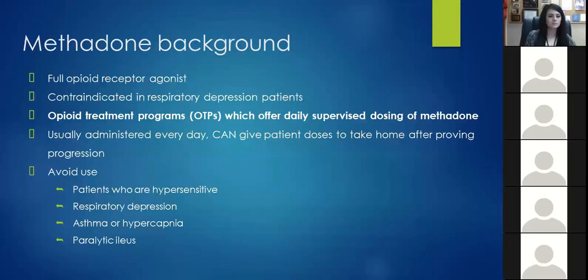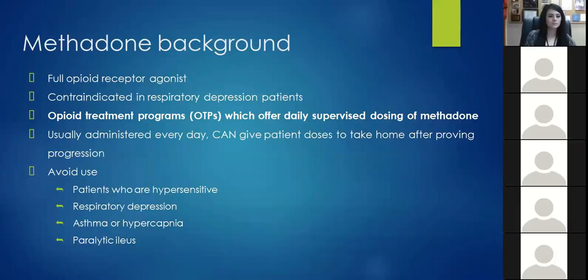So, the background on methadone. Like I talked about, it's a full agonist, so it's going to have a very strong effect on the opioid receptor. It's not to be used in patients with respiratory distress because it can precipitate that, like asthma patients or patients with any lung diseases. Opioid treatment programs usually supervise the dosing of methadone with continued observation, and patients who are adherent are given outpatient medications.